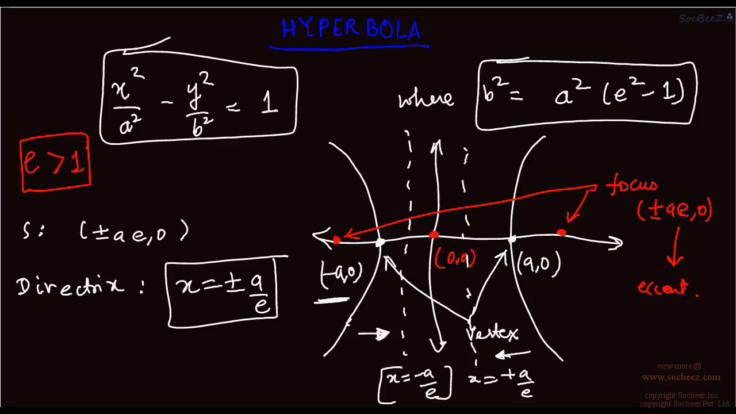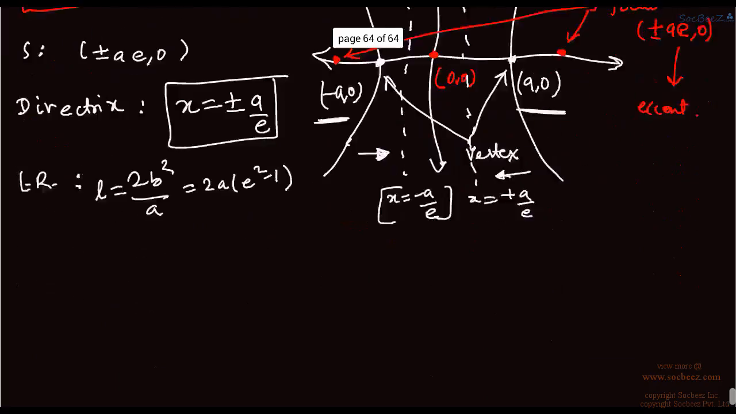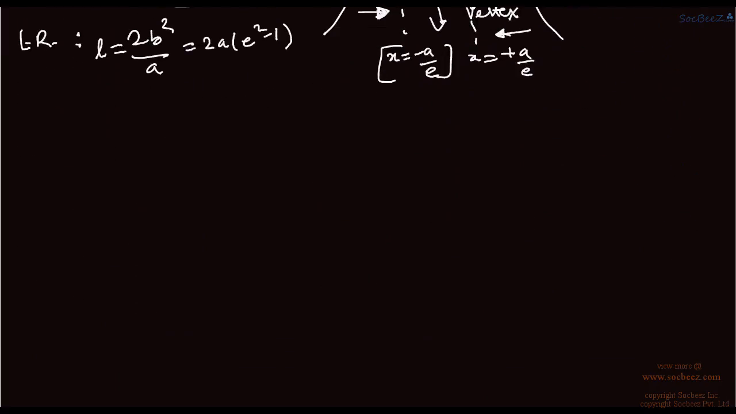Vertices, as you have seen, are plus minus a comma 0. Now the latus rectum, which is the important point, is given by 2b square by a for this hyperbola, or you can write it as 2a times e square minus 1. Because b square is a square times e square minus 1, a will get cancelled, and length of latus rectum l is equal to 2b square by a. Now we're going to see some more formulas.